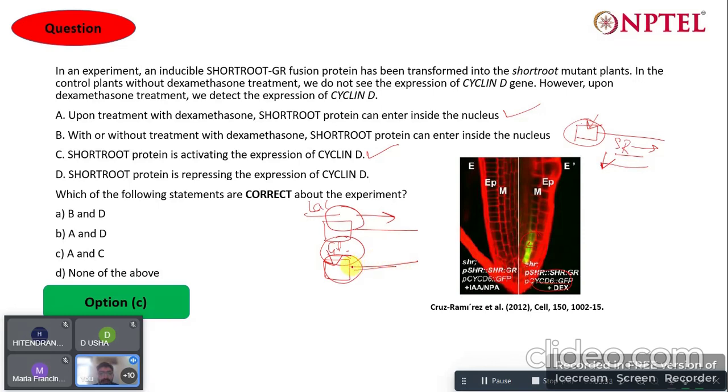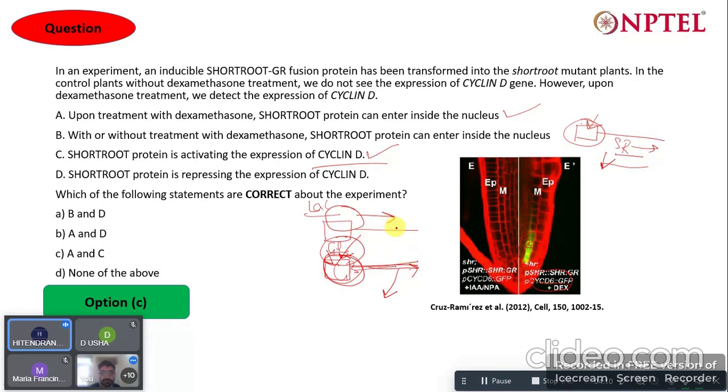So we are expressing short root protein under the glucocorticoid receptor. When dexamethasone, that is a glucocorticoid, is added, the promoter or the elements that are binding to the promoter are active. Then this protein will form, and if this protein forms, it will enter into the nucleus and function in expressing cyclin D. Okay. Yes, sir. Thank you, sir.